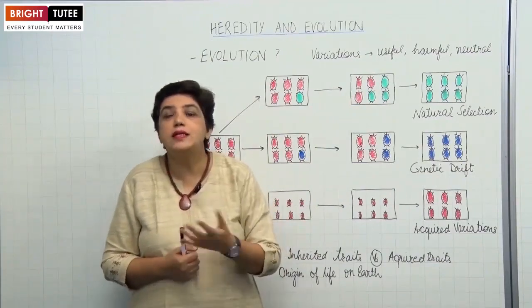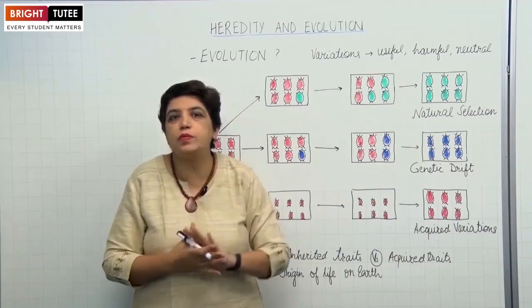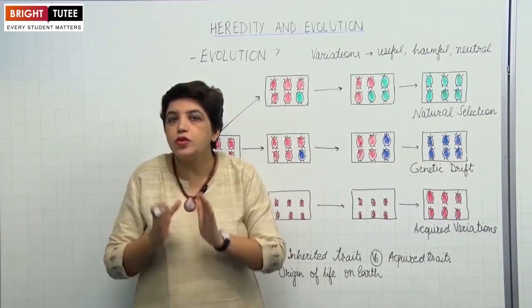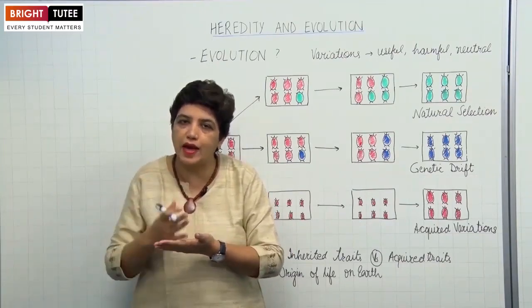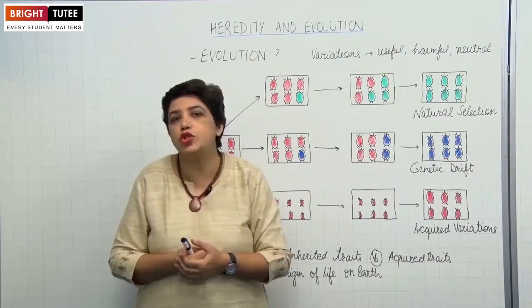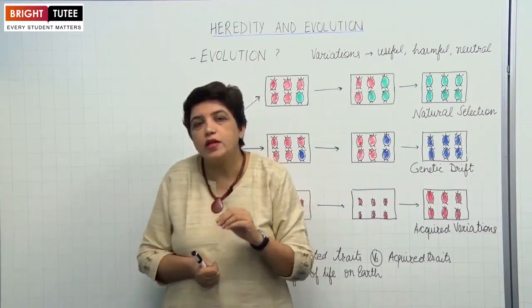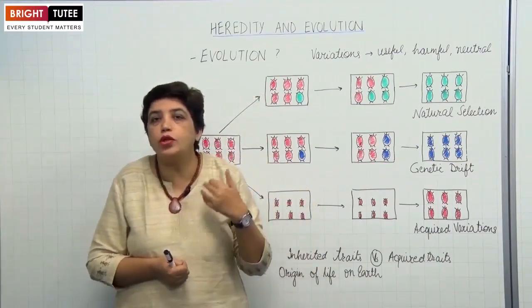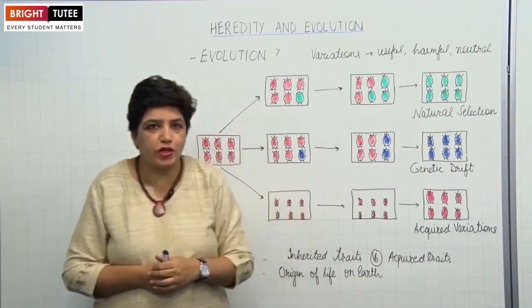On the other hand, some variations are harmful. They are just the opposite. They do not help the organism to survive. Such variations are mostly wiped off because such organisms die gradually as they cannot adapt to the changes in the environment. Now, to understand the theory of evolution and how new species, new types of organisms are formed, I will give you an illustration.